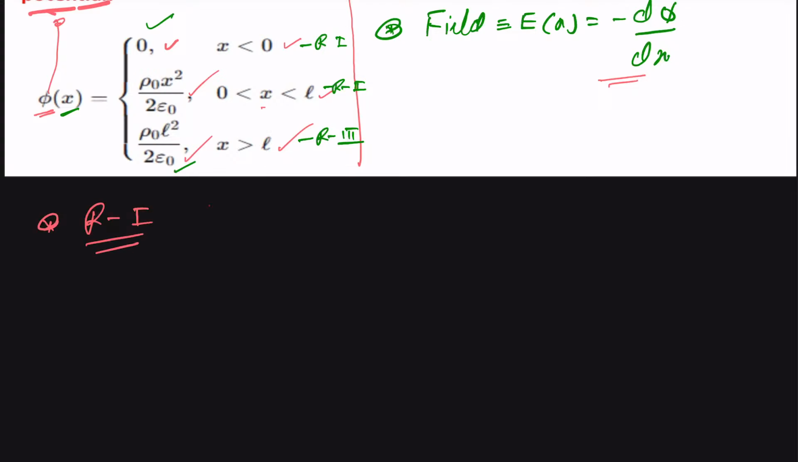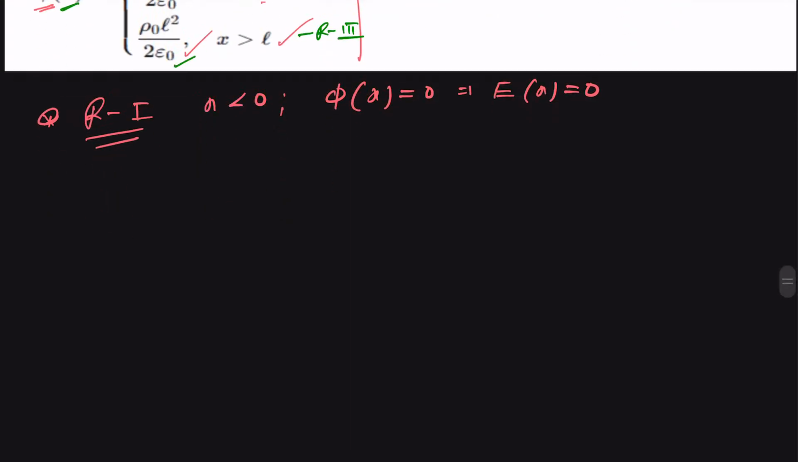For region 1 we have x less than 0, and in this case our potential is equal to 0. So obviously the value of the electric field will be equal to 0. This is not a big problem. Now we come to region 2, where x lies between 0 and L, and our potential is given as rho naught x square upon 2 epsilon naught.